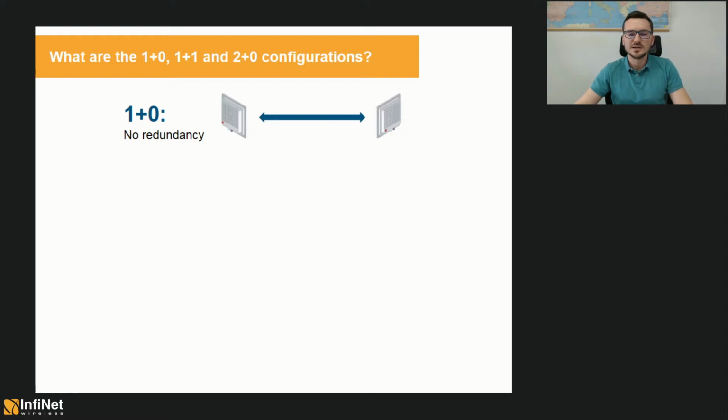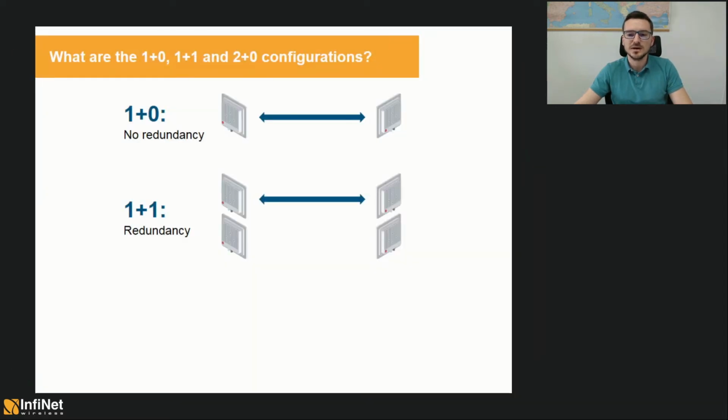Then we have 1+1, which is the most typical redundancy configuration, and it involves having 2 parallel wireless links between the same points, but only one of these links is active at a given moment. In other words, you have a main link and a backup link, which is configured as failover. Both links can be configured using the same operating frequency. The backup link is not operational for as long as the main link is up, and it becomes active only if the primary link is interrupted somehow.